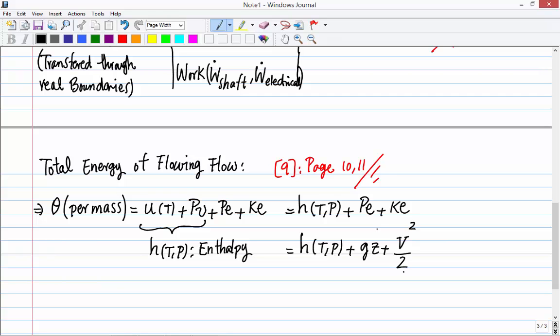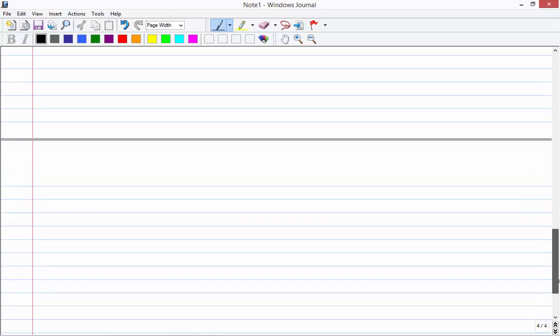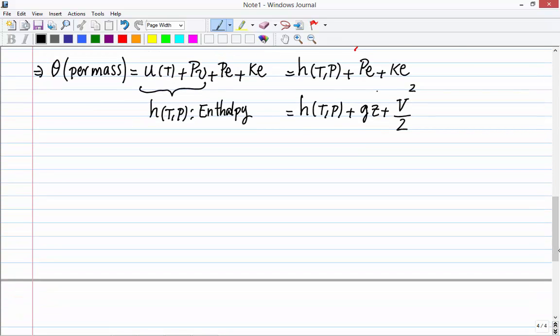Great. Now, if you remember, I talked about open systems. In open systems, we have rate of energy coming in per time, not per mass. This theta is per mass. I don't care, it doesn't help. I want something feasible, something that I can understand. And what I understand in an open system is rate of energy.